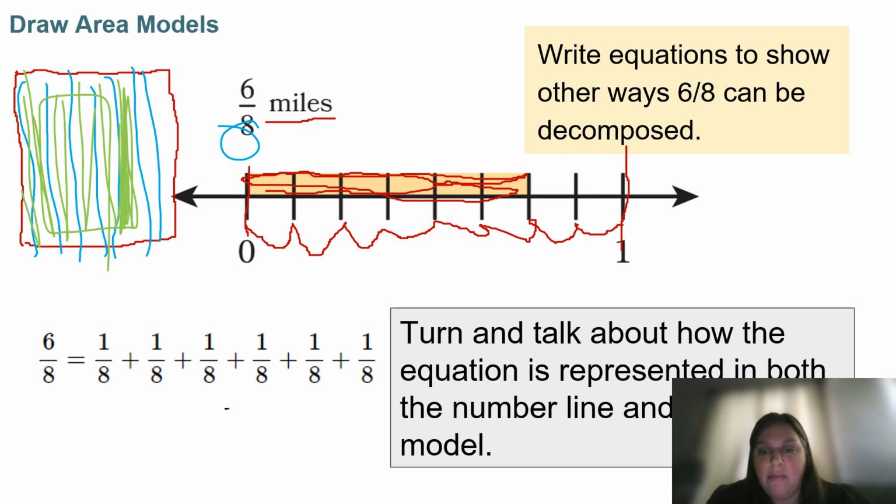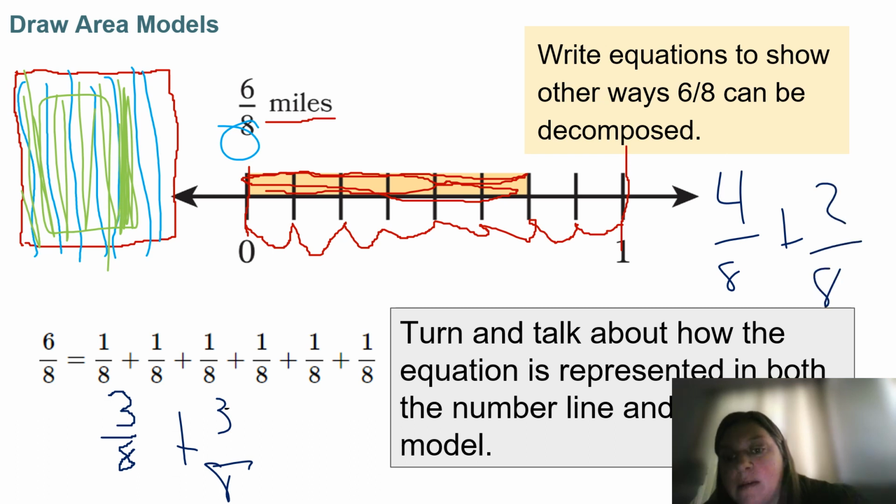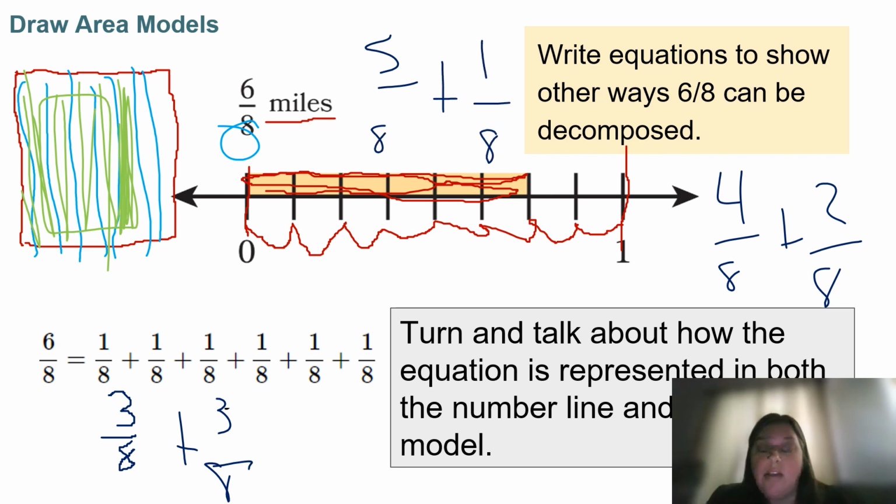Now that you've come back from doing your thinking, you might have done 3/8 plus 3/8. That's one way. You could make 6/8. I had already given the example. I'm just going to come over to this side. 4/8 plus 2/8. You could also have done 5/8 plus 1/8. And those are just some of the other ways you could have decomposed and gotten 6/8. Okay, on to their example together.